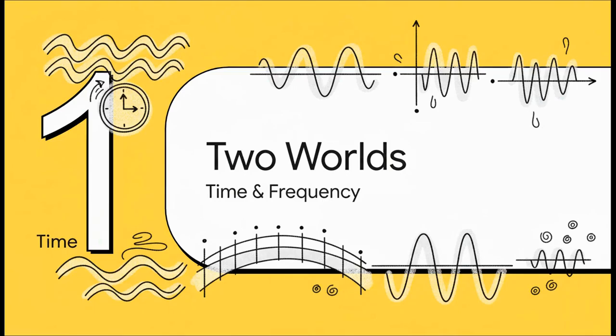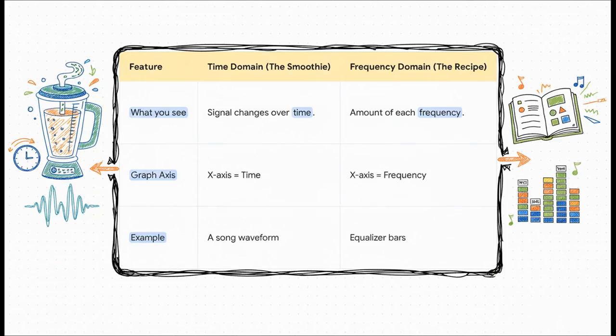So to really get how this machine works, you've got to understand that it's basically a bridge between two different worlds. They're just two ways of looking at the very same thing. We call them the world of time and the world of frequency. And this table here just lays it out perfectly. So, on one side you have the time domain. That's the smoothie itself, right? The final product. Think of it like the waveform of a song in an audio editor, showing how the sound changes over time. But then, on the other side, you've got the frequency domain. That's the recipe. It's like the equalizer on your stereo, with those little bars showing you exactly how much bass, mids, and treble are in the mix. Same song, two totally different views.